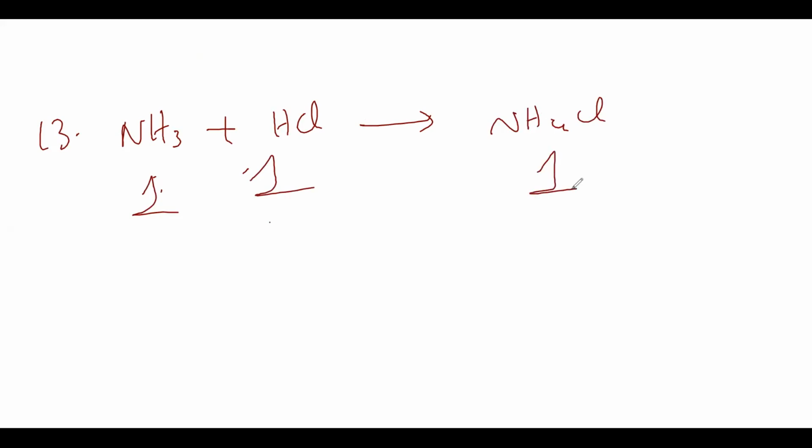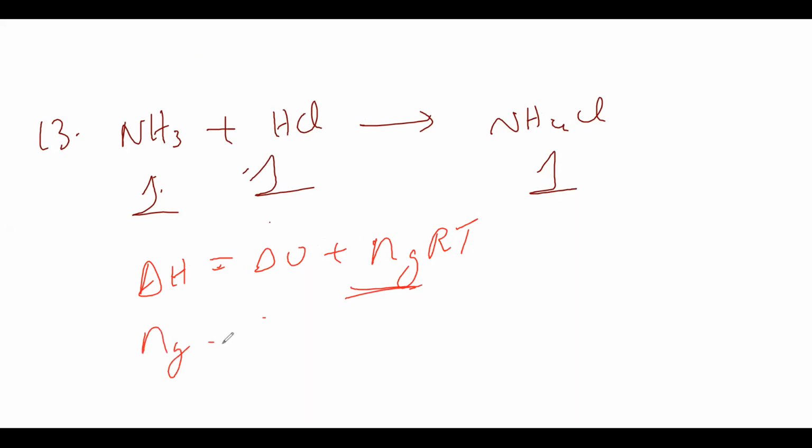What is the formula used in this? Delta H is equal to delta U plus delta nRT, or you can say delta NgRT. How do you calculate this? Ng is the number of moles of product minus the number of moles of reactants.